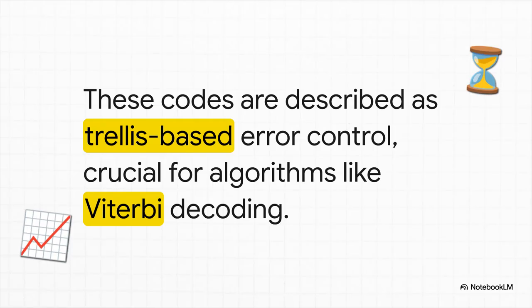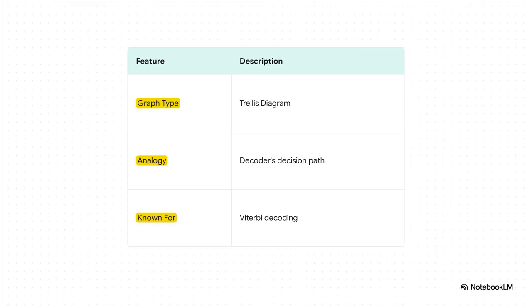But not all data comes in one neat little block. Sometimes it's a continuous stream, like a phone call. For that, we need a different approach. And that brings us to convolutional codes. They treat data like a journey that unfolds over time. The graph for these codes looks kind of like a maze, or a trellis. As the data streams in, it creates a path through this structure.